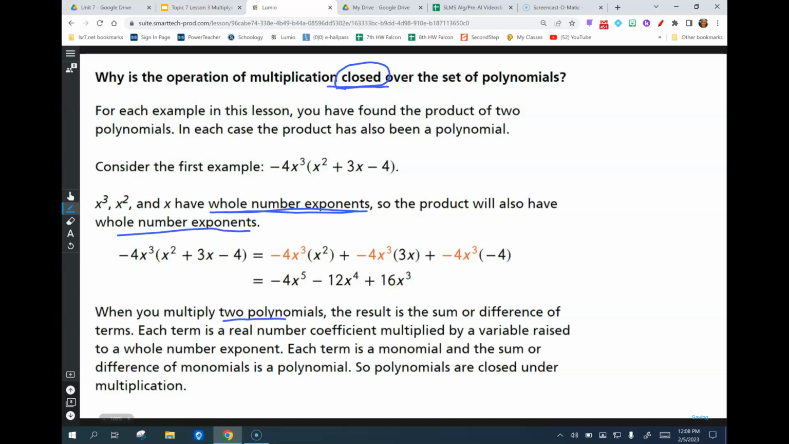When you multiply two binomials, the result is a sum or a difference of terms. Each term is a real number coefficient multiplied by a variable raised to a whole number exponent. Each term is a monomial, so polynomials are closed under multiplication. I just wanted you to have that in your brain. It's something that will probably come up later on in high school math, and I just wanted to expose you to it now to show you what it means to be closed. And the operation of multiplication is a closed one.